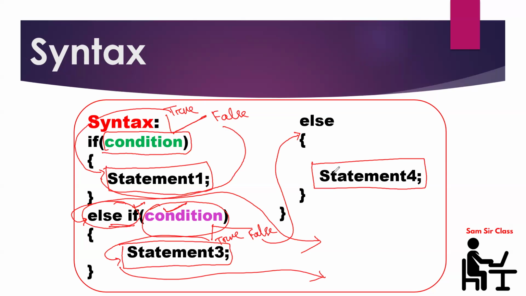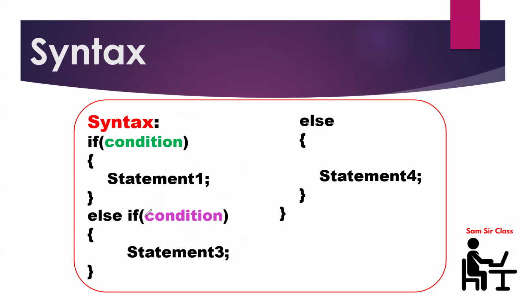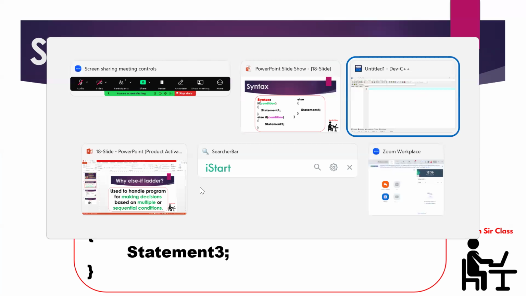That means one program can have multiple conditions, and beside else, if you are writing if with another condition, this approach is known as your else if ladder. And here the most important thing: if none of the conditions is satisfied, finally the last else block will be executed automatically. So to understand this, let us write one simple program.